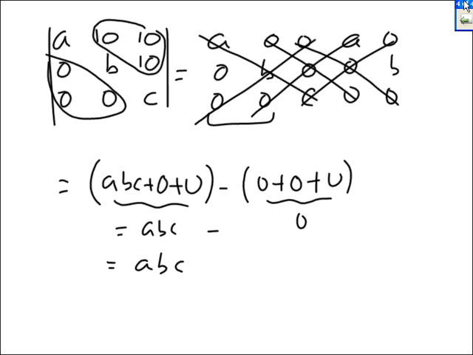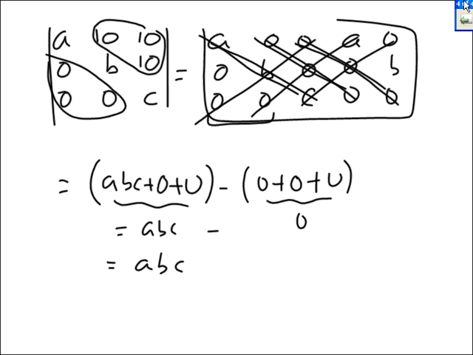But there's absolutely nothing different here. I multiplied the same. I wrote this down the same way. I multiplied this and this and this. I added them up. I multiplied these 3, these 3, these 3. I added them up. I subtracted. I got what I got.